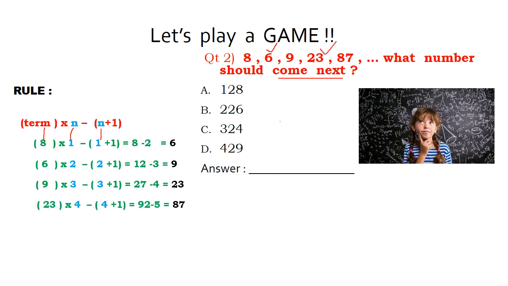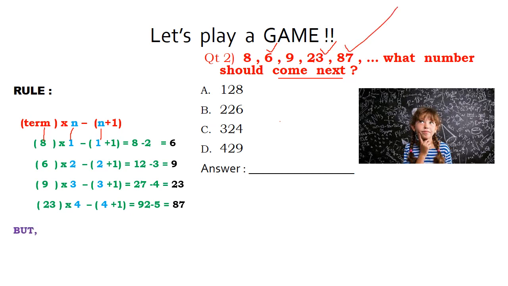Same as take the 23. 23 into continuous natural number 4, minus 4 plus 1 equals, now you multiply 23 into 4. 23 fours are 92, minus 4 plus 1, the result is 5. Now subtract 92 minus 5, the result is 87. We get the next term, 87.